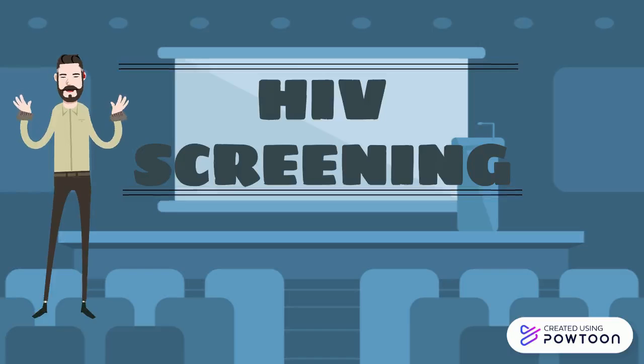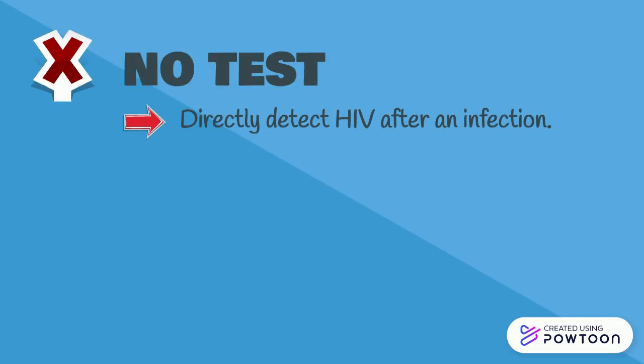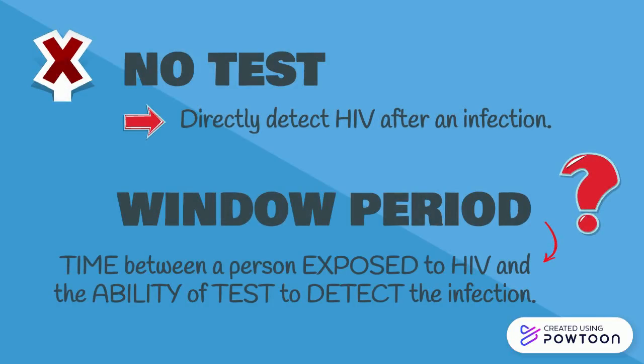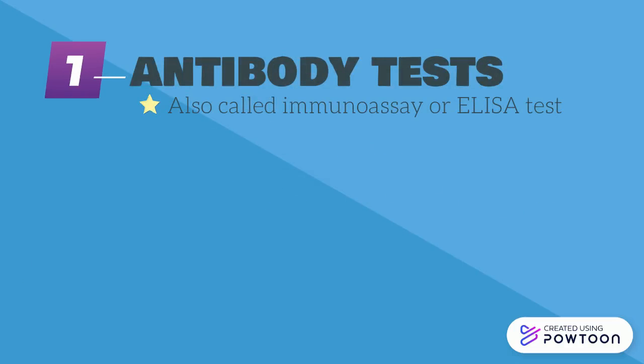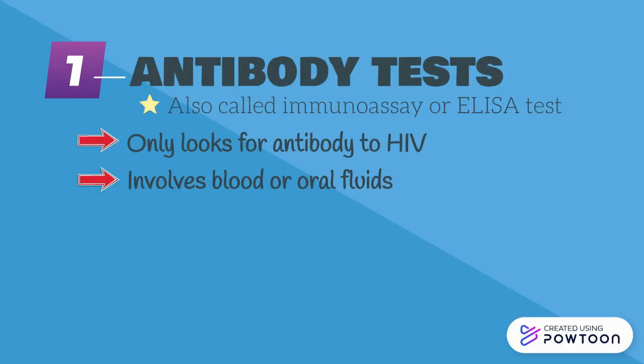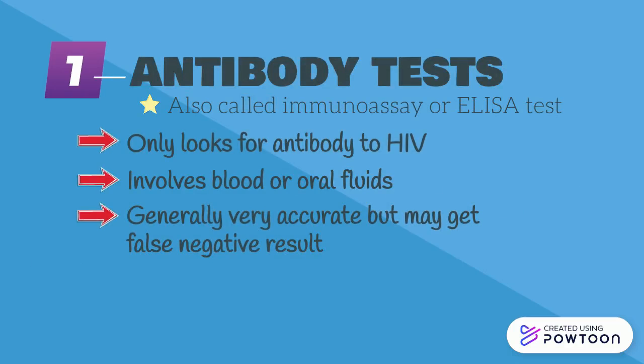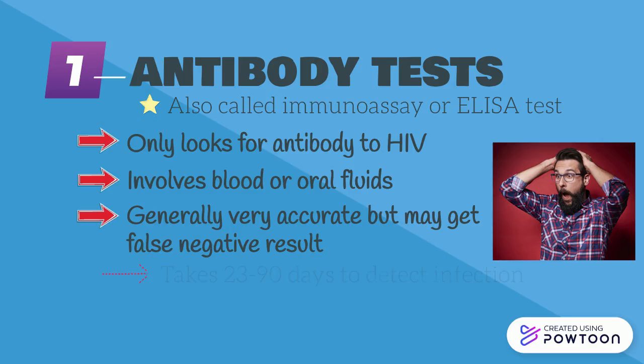HIV screening. No test can directly detect HIV after infection. Window period is the time between a person being exposed to HIV and the ability of a test to detect the infection. There are 3 main types of tests. First, antibody test, also called immunoassay or ELISA test, only looks for antibody to HIV, involves blood or oral fluid, generally very accurate but may give a false negative result as it takes 23 to 90 days to detect infection.